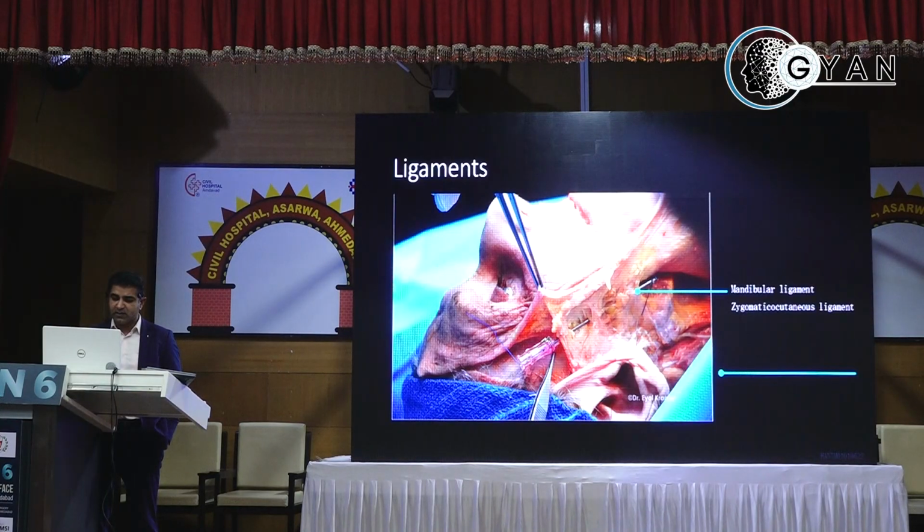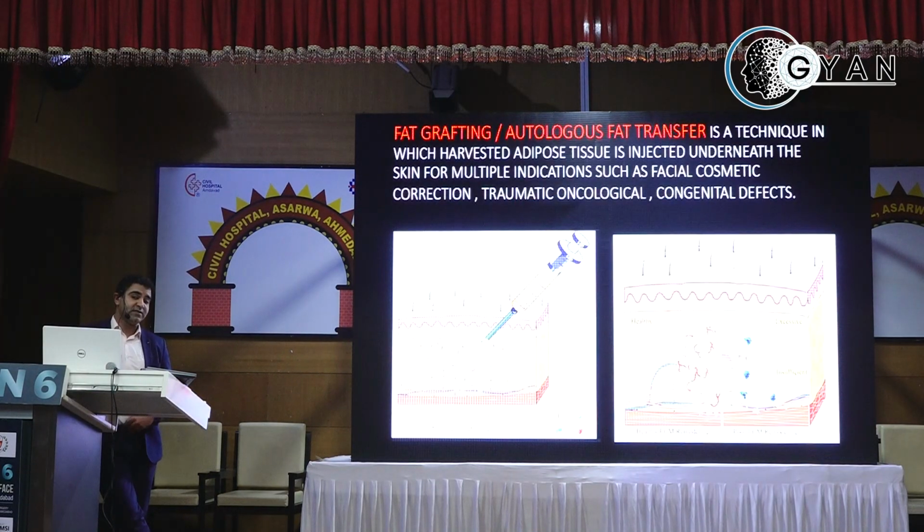We already spoke about the ligaments. This is what it looks like, and these are the three ligaments that actually matter quite a bit to us while the collapsing and the aging process happens. Now, what is fat and where do we primarily use it? We use it for a lot of different purposes. We use it for cosmetic reasons, we use it for congenital defects, we use it for secondary deformities.